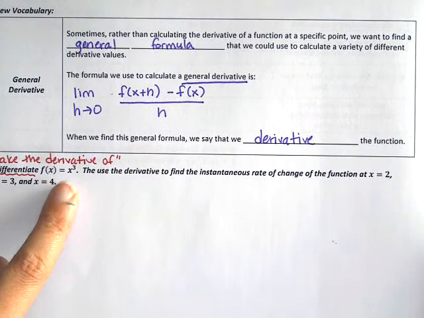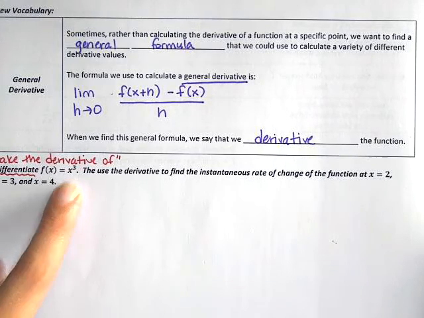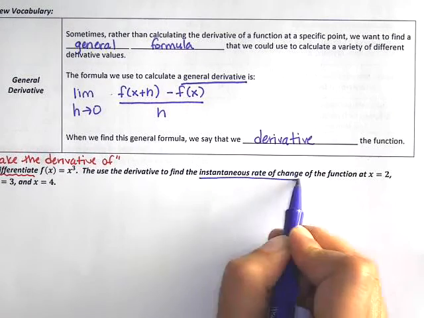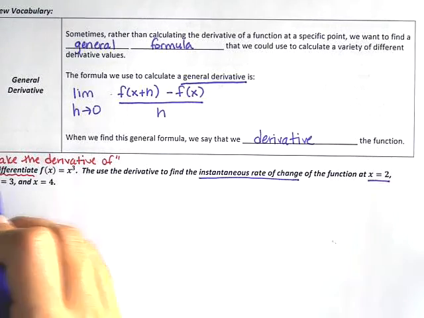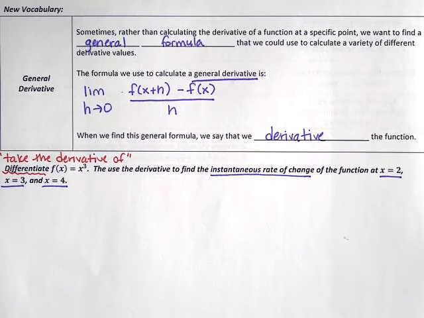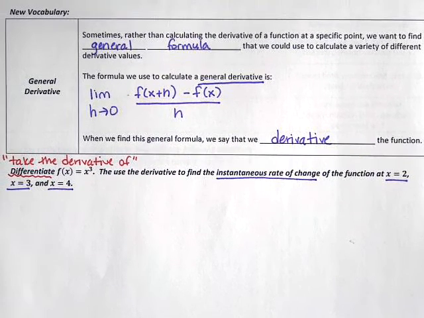The function f of x equals x cubed. Then use the derivative to find the instantaneous rate of change at 2, 3, and 4. Now our other formula would allow us to find those things, but we would need to do that formula 3 separate times. We would need to do this process at 2, at 3, and at 4. If we find this general formula, then when we get to the end, we can get all 3 of these answers and only do the problem one time.